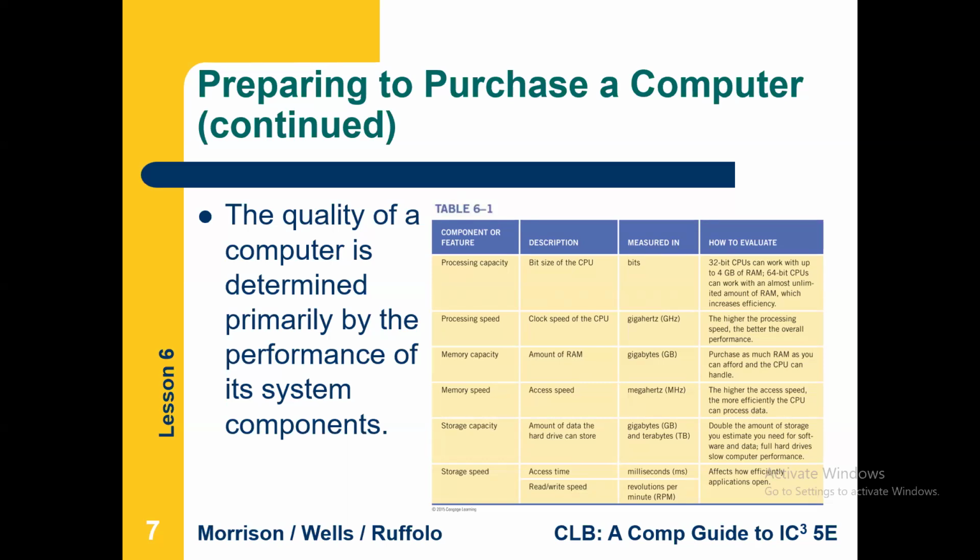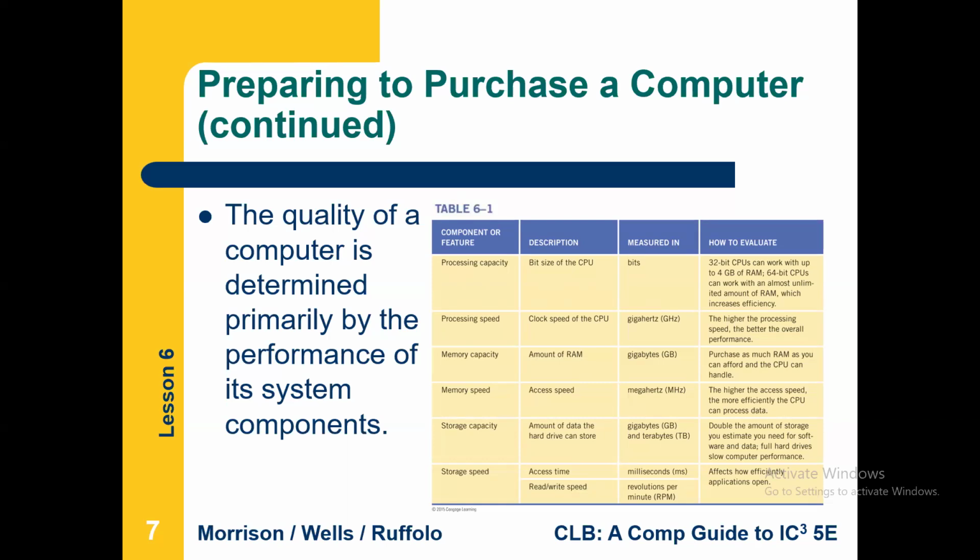So with our CPU, the bit size determines how many bits in one single cycle can be processed by the computer. So when we talk of 32-bit, then that means that at one single processing cycle, 32 bits of our information can be processed. So when we talk of 64 bits, then that means that in one single cycle, 64 bits of the data can be processed.